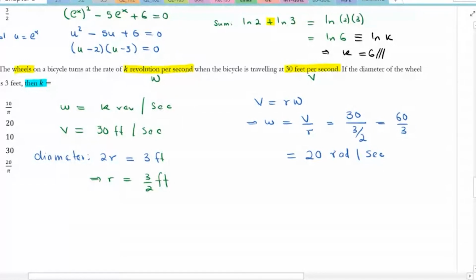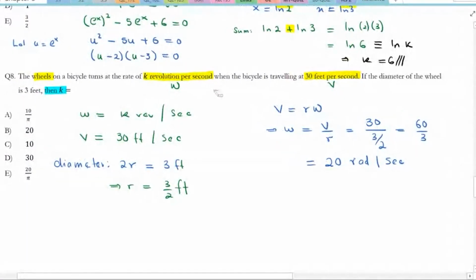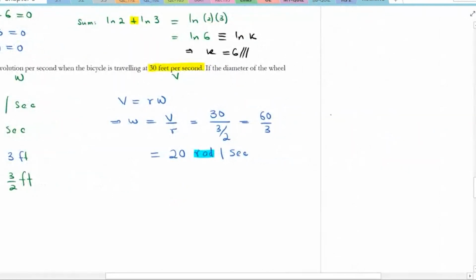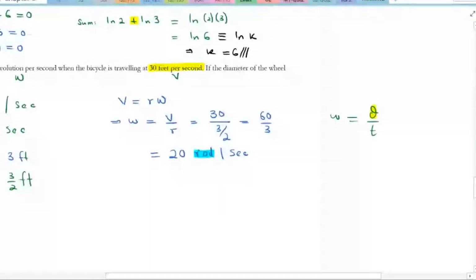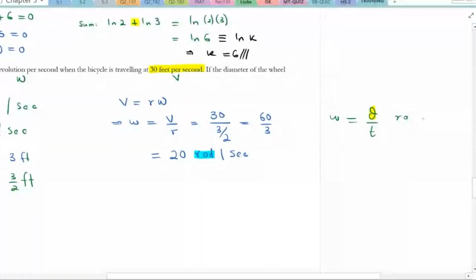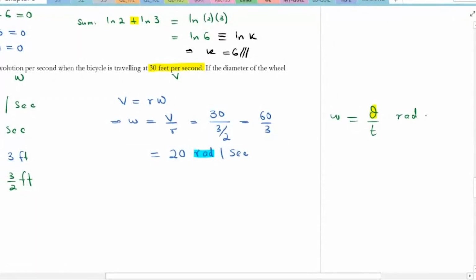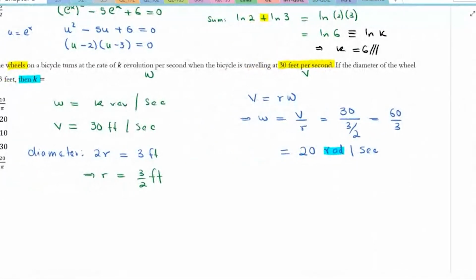This could have been my answer, but unfortunately no. Why? Because this is in radians. Whenever we compute w, it is always expressed in radians. Why? Because w is equal to theta divided by t. And this theta is always in radians for the formula to be valid. So now, if you look at the question, the k is in revolutions per second. So we have radians per second. So we are going to convert this radian to revolution.